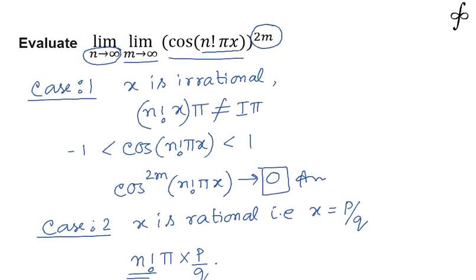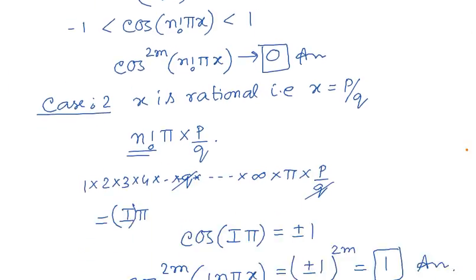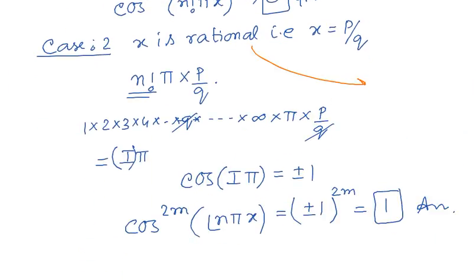So there are two possibilities for this limit. Case 1, when x is irrational: the limiting value we have calculated is going to be 0. And the other case is when x is rational, then the answer is going to be 1.